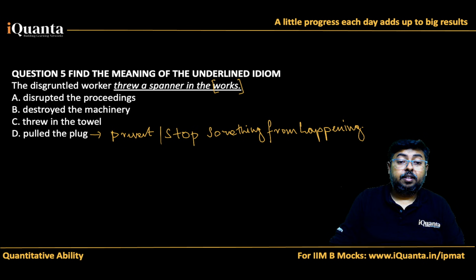Okay. Destroyed the money machinery. It is like complete destruction. Okay. And disrupt the proceedings is basically disrupt, which is hurdle, right? Create hurdles.